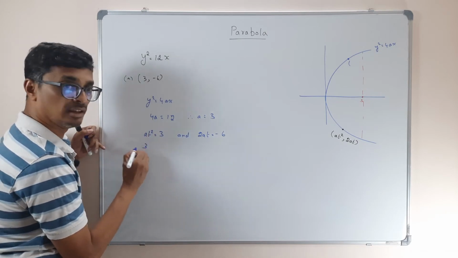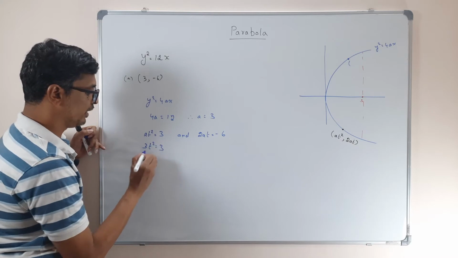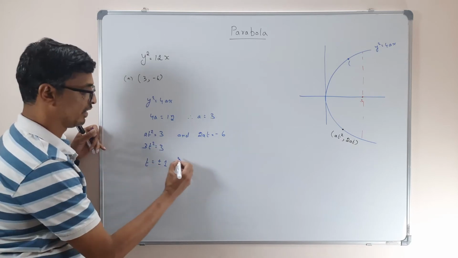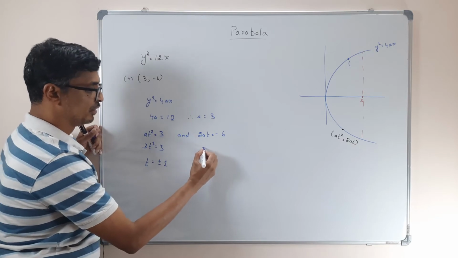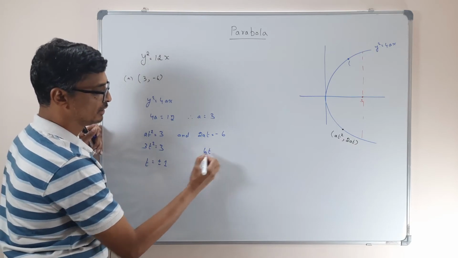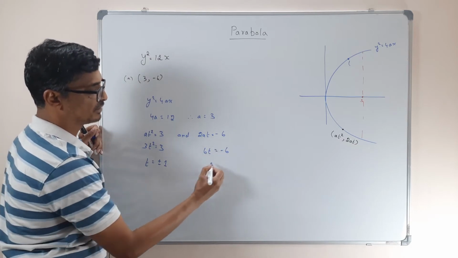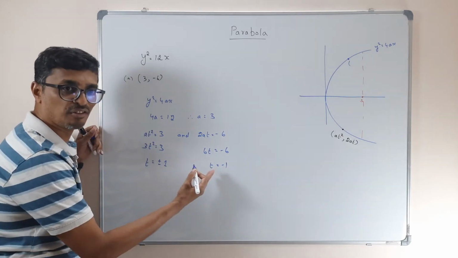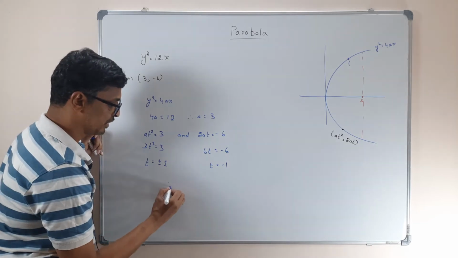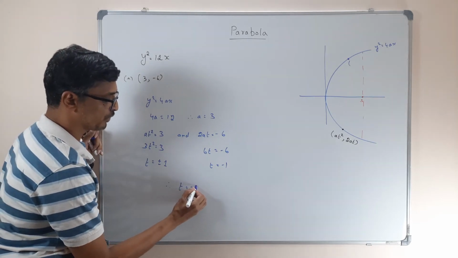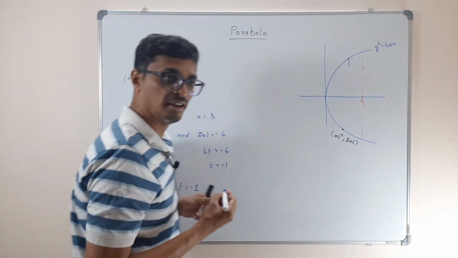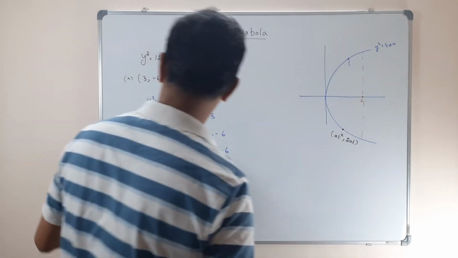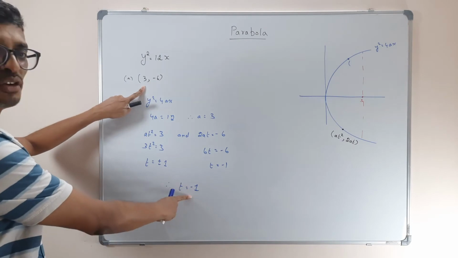So, a equal to 3. 3t square equal to 3, therefore t square equals 1, t equal to plus or minus 1. And here 2at equal to minus 6, so t is equal to minus 1. Of course you take only one value, which satisfies both. Therefore, we have t equal to minus 1. So the parameter for the point, t, is equal to minus 1.